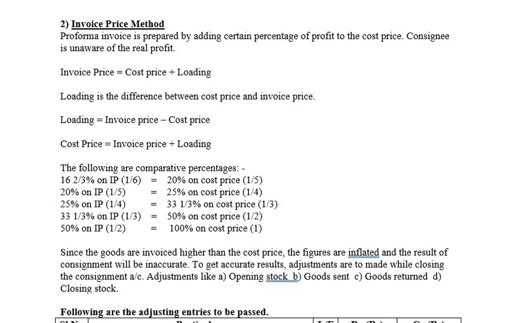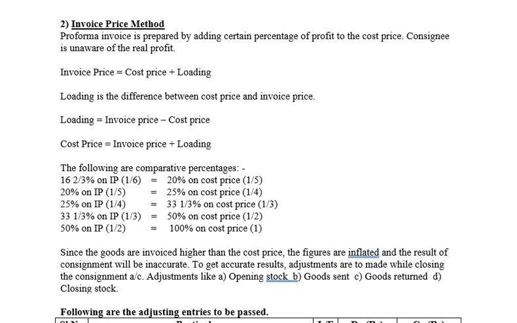Now what does the consignee do? He will see that the goods are received at rupees 200, considering that the cost price is 200, and then he will add an amount of profit and sell the goods. So here the consignee is unaware of exactly what the expenses or the cost price of the goods are. So let's deal with the invoice price method.